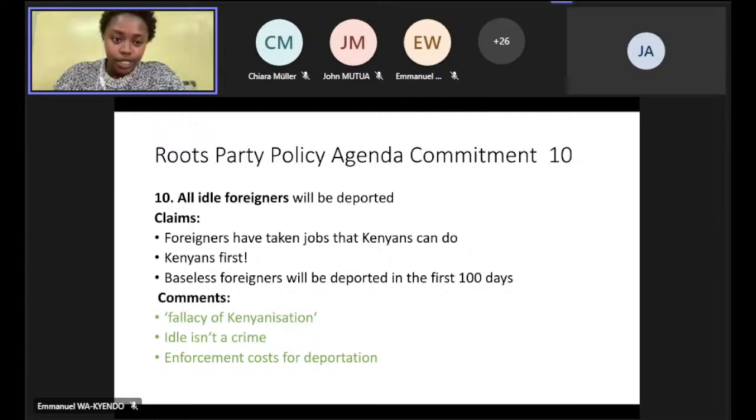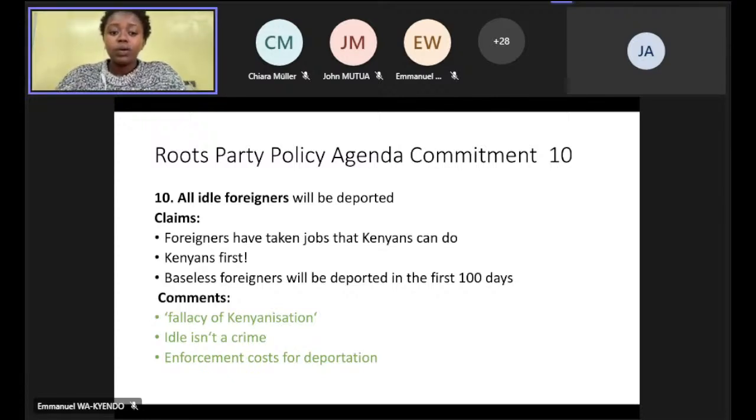And their last commandment is that all idle foreigners will be deported. So they claim that foreigners have taken jobs that Kenyans do, and the Kenyans first claim, and that baseless foreigners will be deported in the first 100 days. In our comments, this is a fallacy of Kenyanization, that Kenyans should be the only ones given opportunities to work in Kenya and not the foreigners. Plus, being idle isn't a crime.